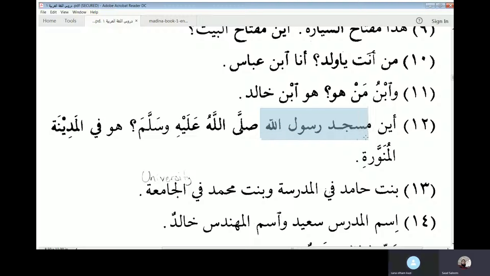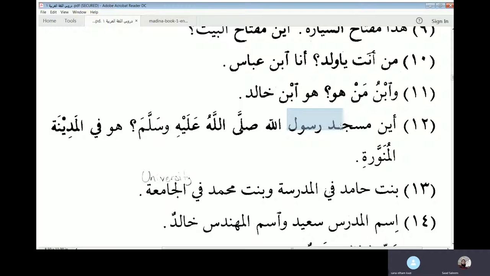Okay, one question. You have made a mistake also. This word is Masjidu Rasulillahi. Why? Because, first tell me what are Muzaf and Muzaf alayhi in this? In this, Masjid is Muzaf and Rasul is Muzaf alayhi. Okay. But there is another thing. You are right that Rasul is Muzaf alayhi, but Rasul is also Muzaf in this sentence.